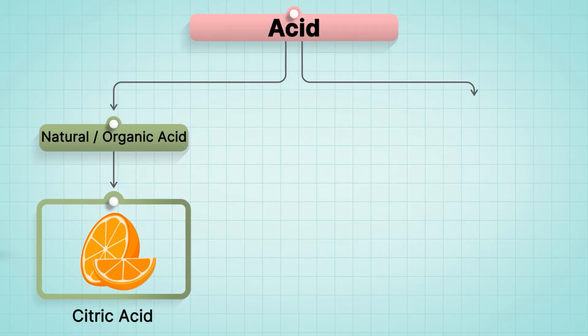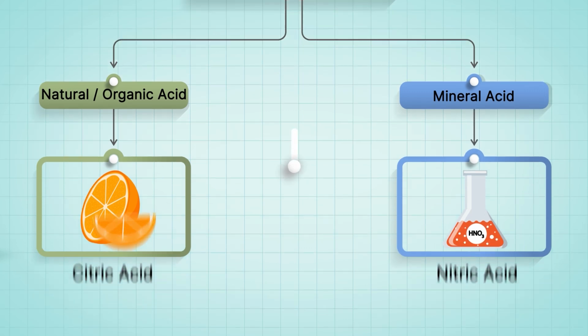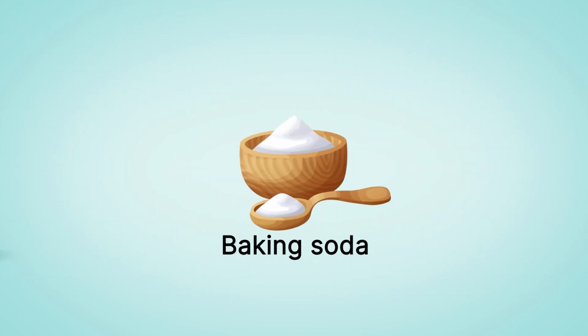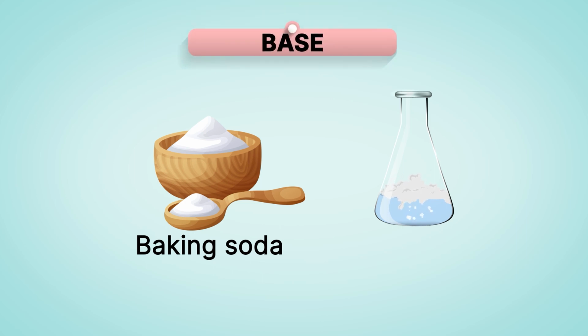The other group of acids are called mineral acids. And the acids we see in our chemistry labs, like nitric acid, are an example of this group. Now tell me, have you ever tasted baking soda? If not, then let me tell you, it tastes bitter, and when mixed with water, it gives a soapy consistency. Therefore, it is a base.